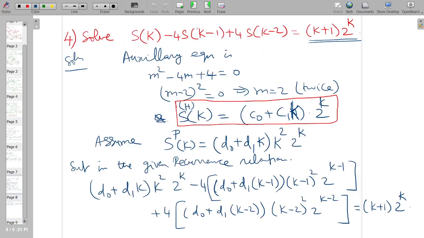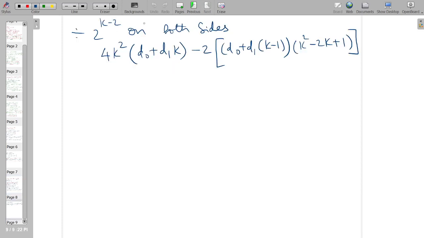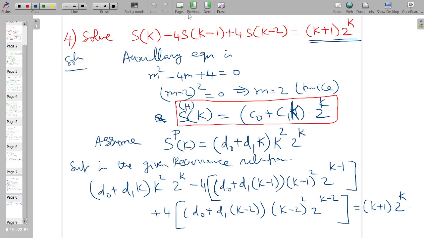And what about the last term? Okay, one minute, let me see this. What did I do here? I divided by 2 power k minus 1, so I will have 4, yeah, I have written it right. Am I right? Because when I divide with 2 power k minus 2, 2 power k minus 1 by 2 power k minus 2 would give you 1 by 2. So this is right.